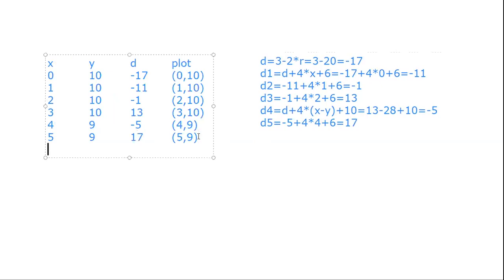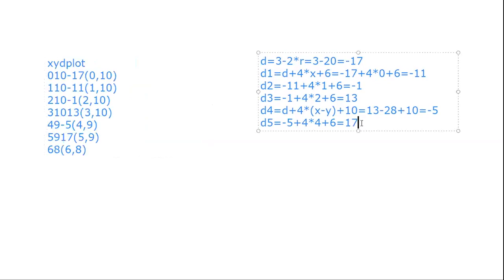Next, go ahead. Positive value, increment x, decrement y. We'll calculate it. Okay, 6 comma 8, d6. Calculate d6 is equal to positive value, right? So 17 plus 4 into x minus y. What is the x minus y value? 5 minus 9. That gives you minus 4.